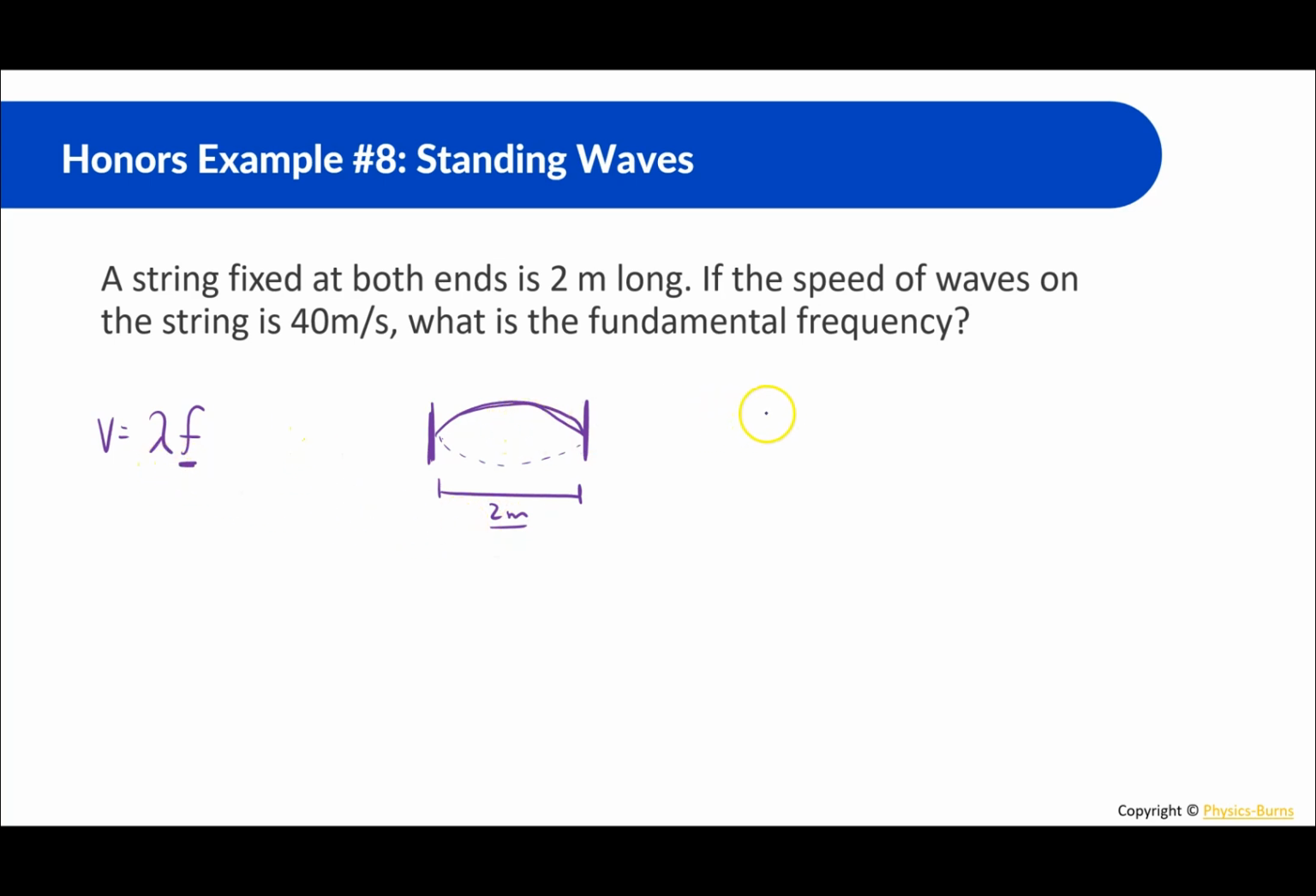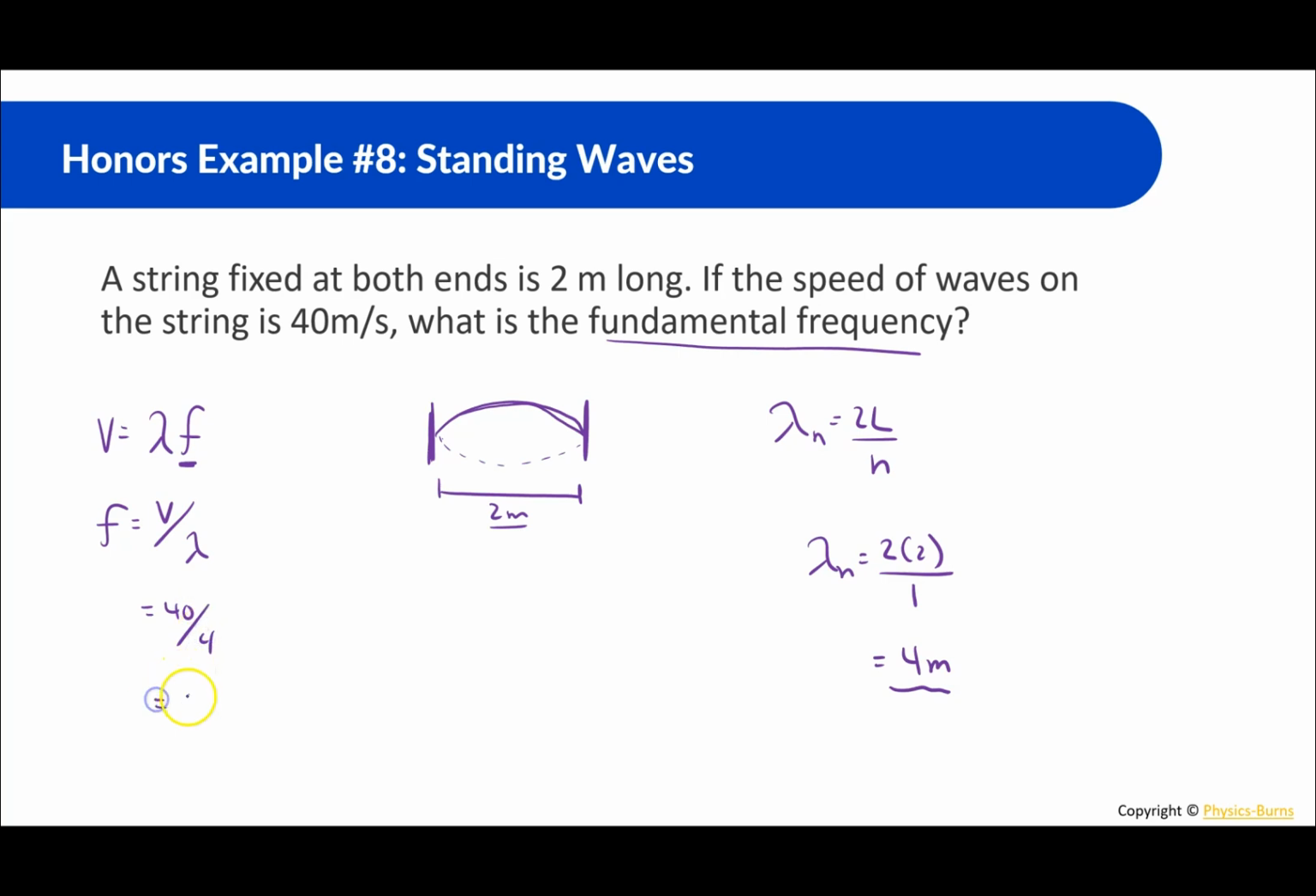But let's use the formula. Wavelength of the nth harmonic is equal to 2L divided by n. The fundamental frequency is the first harmonic. So 2L, where L is 2, and since this is the first harmonic, n is 1. So this is equal to 4 meters. Now that we know that, we should be able to find the fundamental frequency. With some manipulation, that's going to be equal to velocity divided by the wavelength. Velocity is 40, wavelength is 4, so this should be 10 hertz.